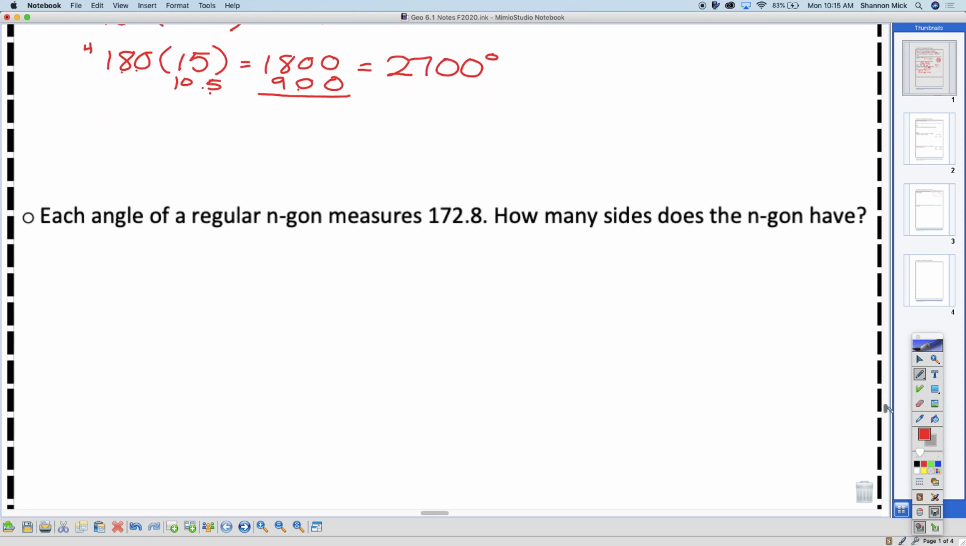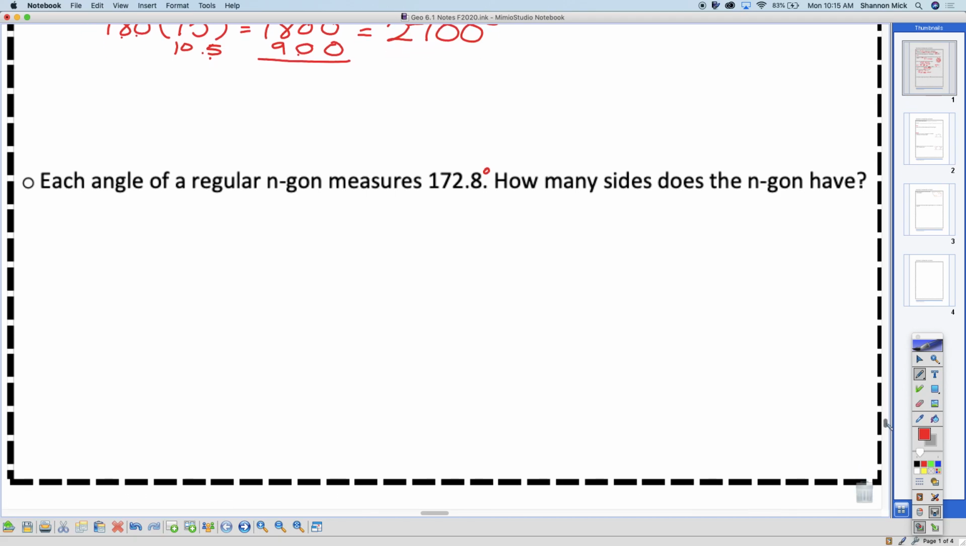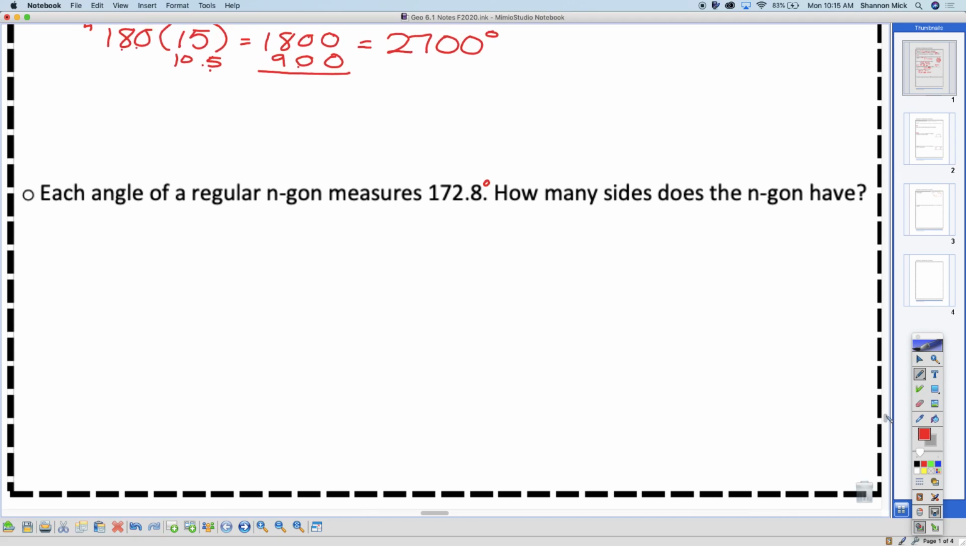Okay, so again, we're just using this whole packet. Well, we got one more formula. We're going to use the 4 formulas to find what you're looking for. Okay? So it says each angle in a regular polygon measures 172.8 degrees. How many sides does it have? So each angle in a regular polygon. So we divide that by... wait, what formula do I need to use?